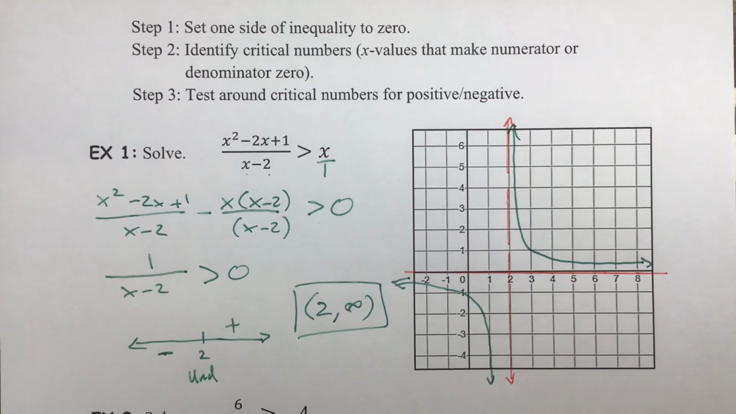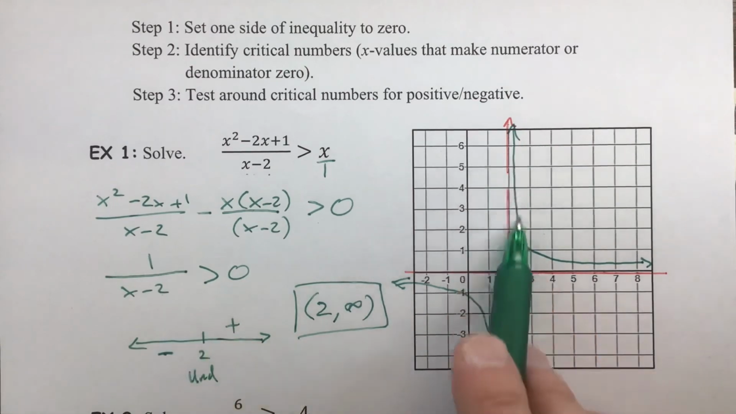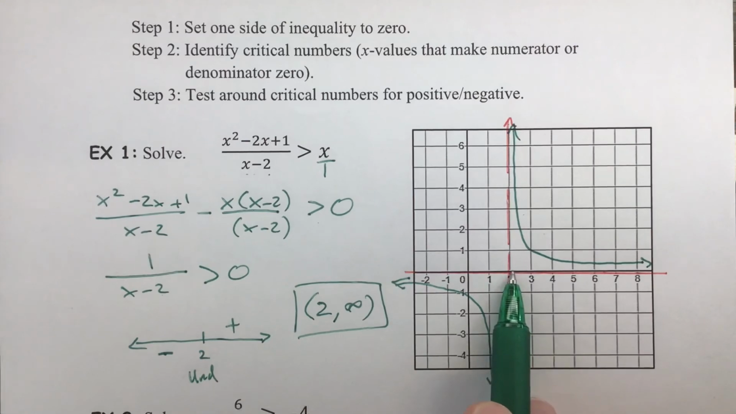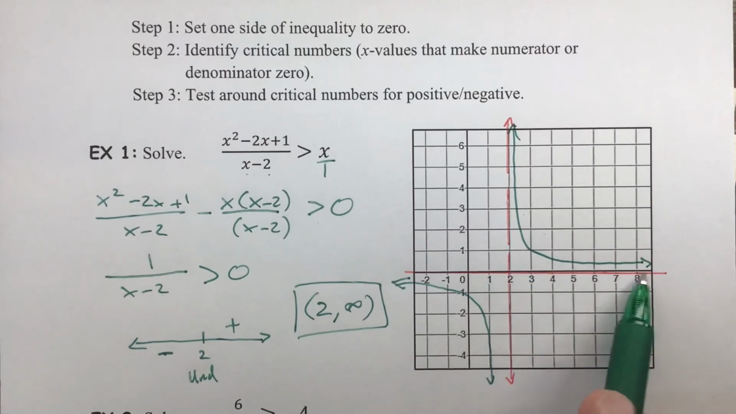And with respect to the x-axis, what we wanted to do is find all the values that would make this over the x-axis. And that exists over here, an open interval from 2, so it does not include 2 since that's an asymptote, and it extends forever to the right, which will be infinity.